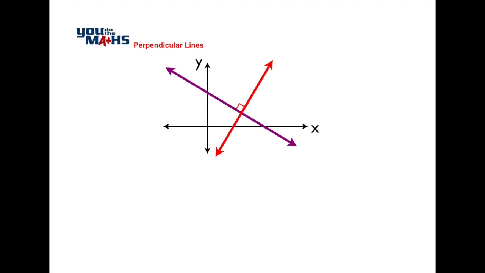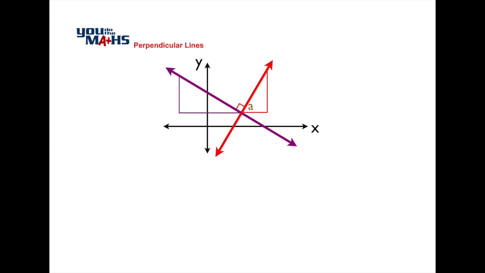Now there is a connection between the gradients of the two lines, and the rule is that the gradient for one line is equal to the negative reciprocal of the gradient of the other line. And that's shown as m1 is equal to the negative of 1 over m2. Let's have a look at a proof of how we can actually show that.